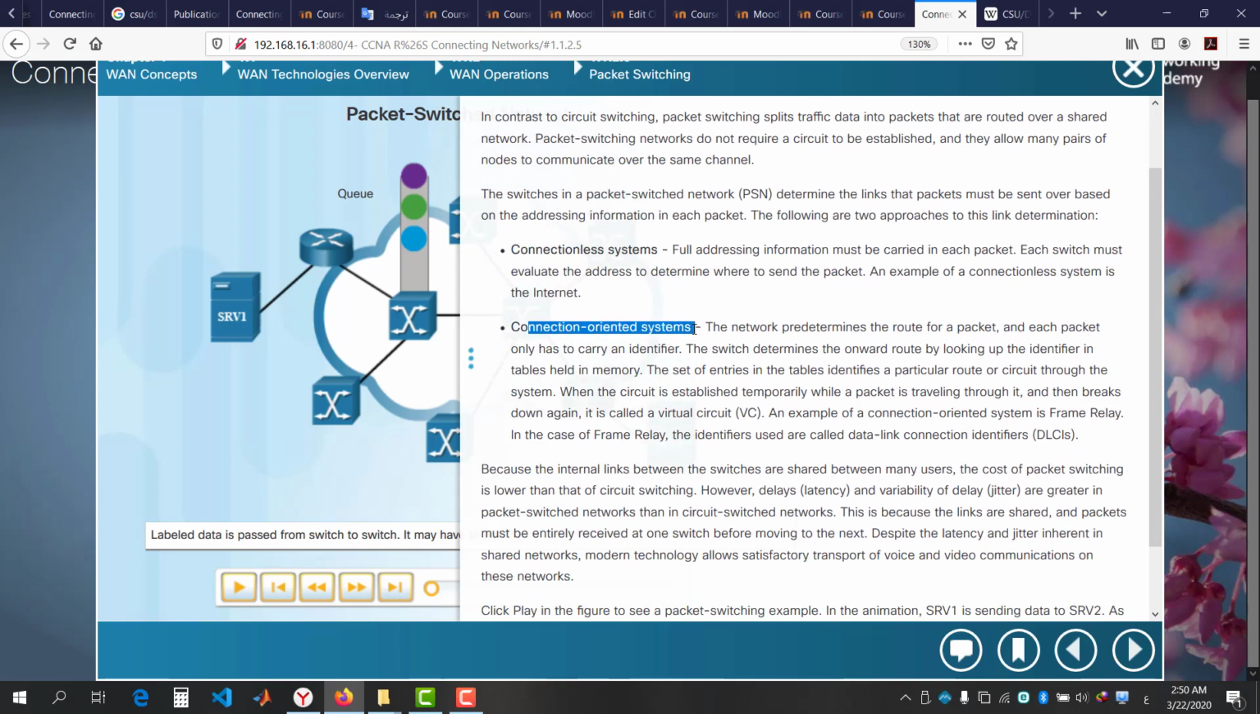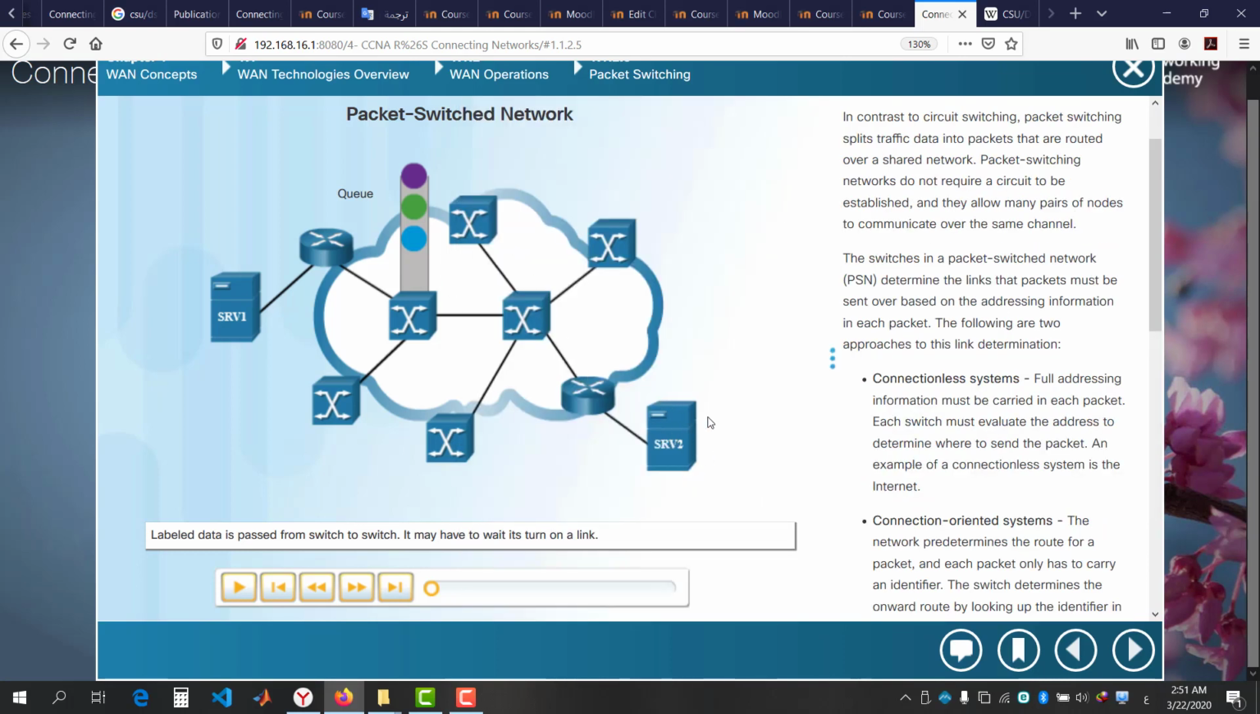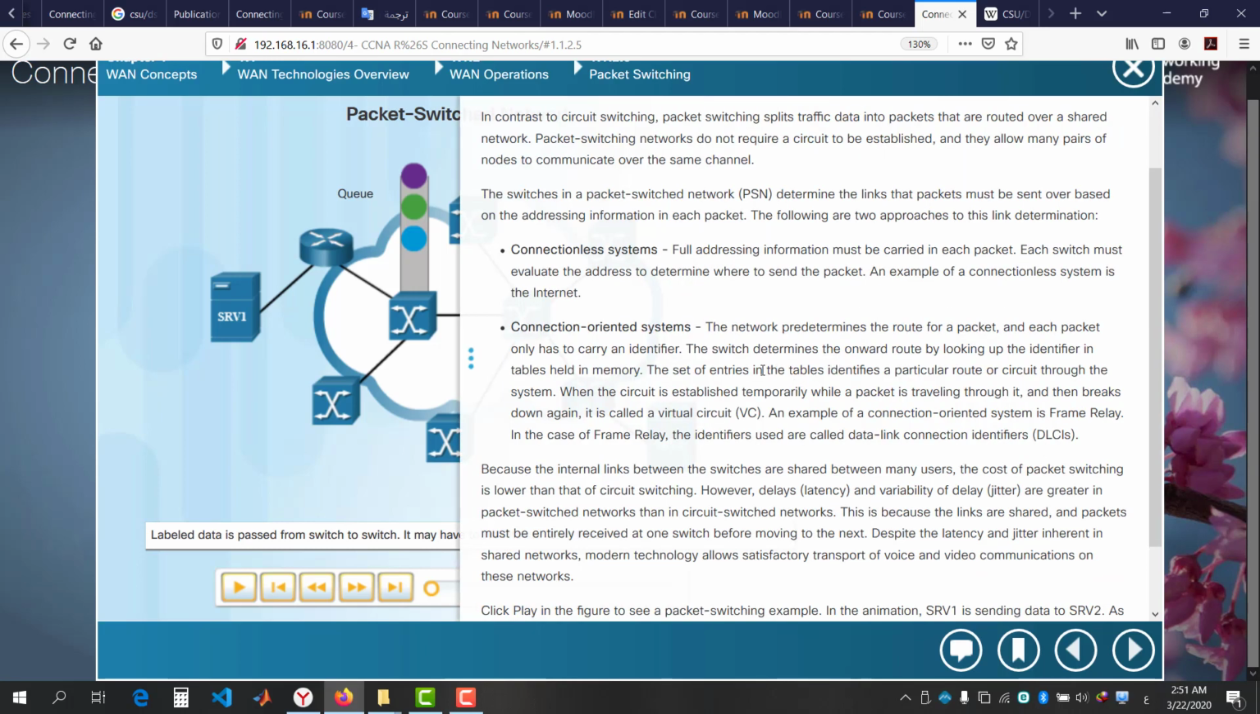What is the difference between the two concepts? In the connectionless system, full addressing information must be carried in each packet. Every packet here, okay, because I am sending, hence the name packet switching, the data that is sent in packets must have the source address and the destination address, the source logical address and the destination logical address, which are the IPs, in order to reach the destination correctly. Okay.